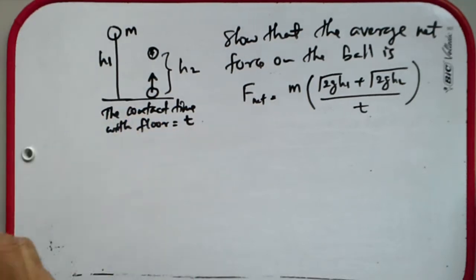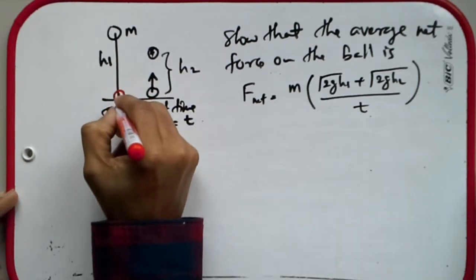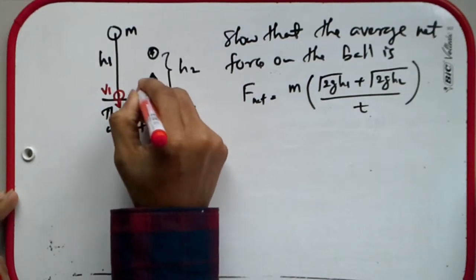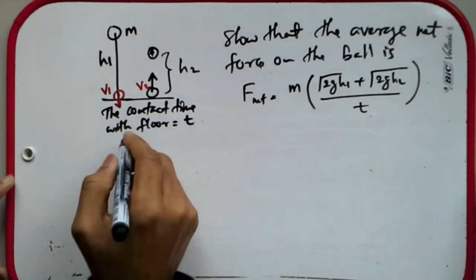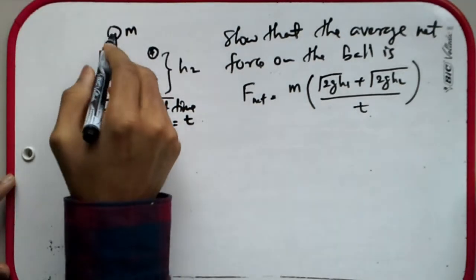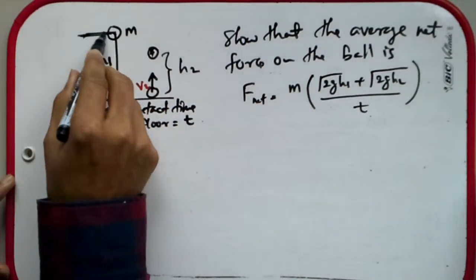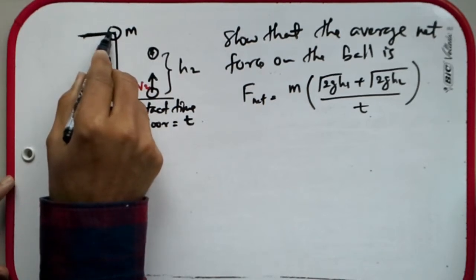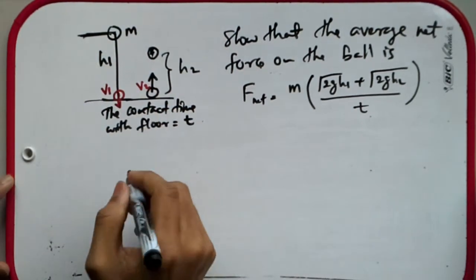So first, I'll try to find what is the speed when the ball reaches the ground. So what is the speed here? Let me put here v1, and it bounces off at the speed v2. So how do you find v1 and v2? I can use the conservation of energy. So I'll use first conservation of energy from here to here. So here we have only the potential energy, because the kinetic energy is 0, because we said we dropped the ball. So the initial speed is 0.